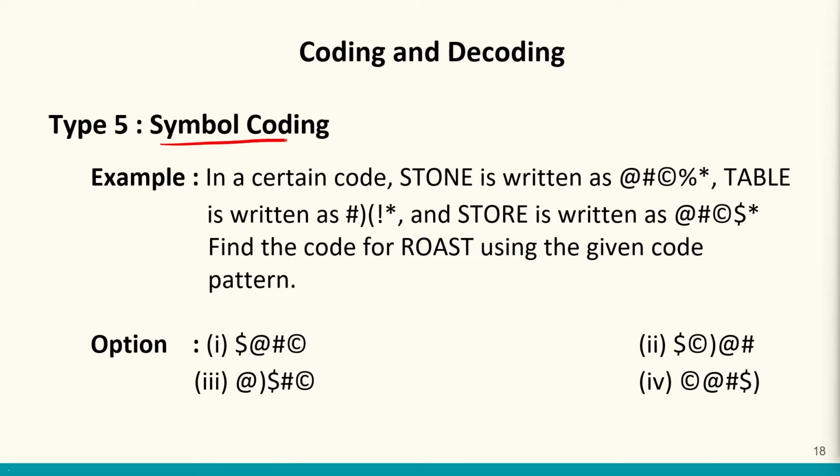Symbol coding. As I said, in symbol coding, we deal with all these various types of symbols. So for stone, a combination of symbols is given. For table, a combination of symbols is given. For store, a combination of symbols is given. And we have to find the code for roast. So in these types of questions, usually each alphabet denotes a code, and we have to find that code. So let us write stone. It is coded as this.